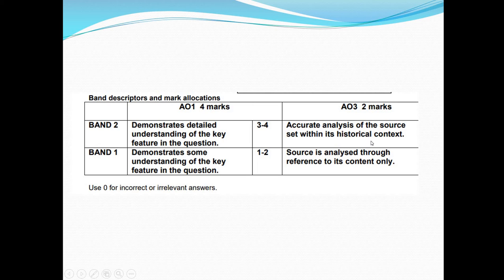And then analysis of the source in its historical context. All that means is, have you put in things about it was written in 2008, which means it's after the time and it's got benefit of hindsight. If you've done that, you've got your marks there as well. So this one you can't see there, it's cut off a little bit, but there's 4 marks for knowledge and there's 2 marks there. So this one is 1 and this one is 2 for the historical context.